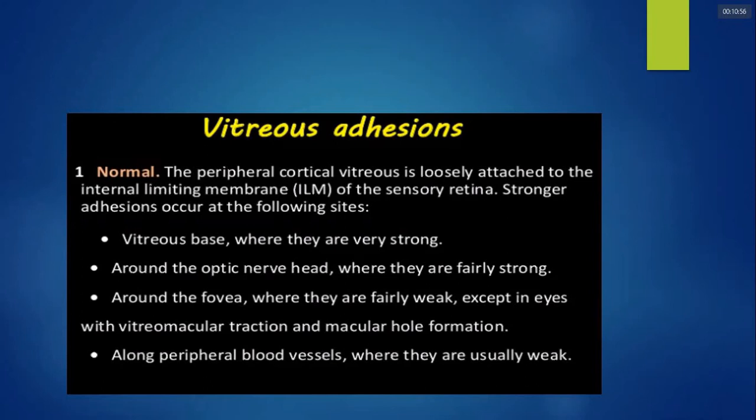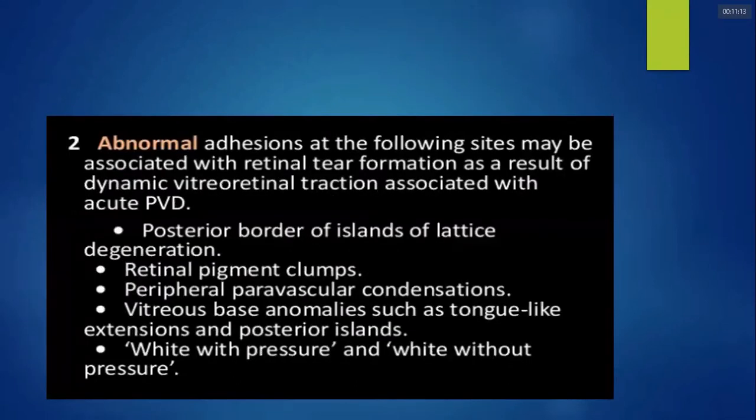So by any force, if there is traction in the vitreous, it leads to pulling of the retina along with the vitreous. So it can also lead to vitreous hemorrhage, or it can lead to retinal detachment, or both. So abnormal adhesions at the following sites may be associated with retinal tear formation as a result of the dynamic vitreoretinal traction associated with acute posterior vitreous detachment.